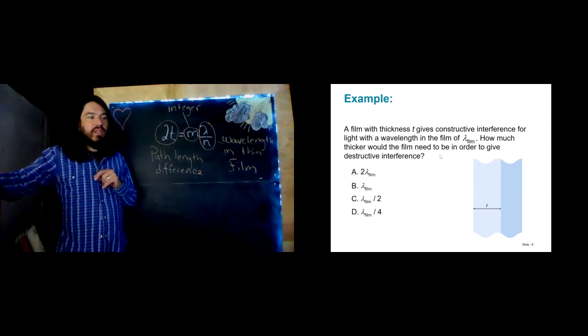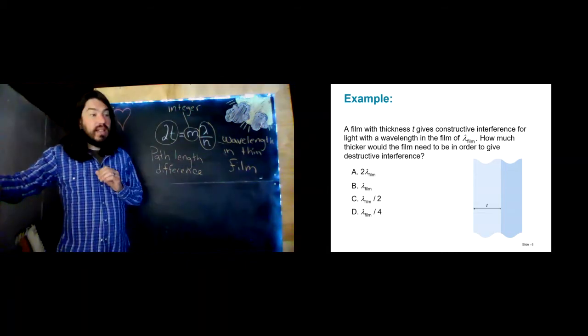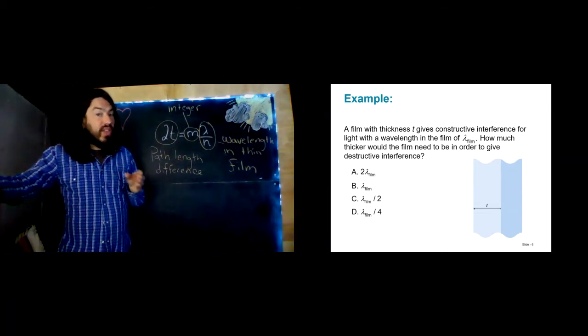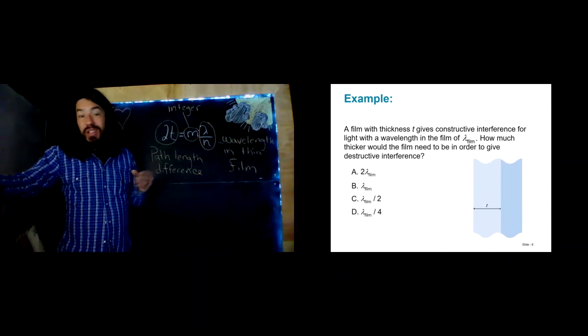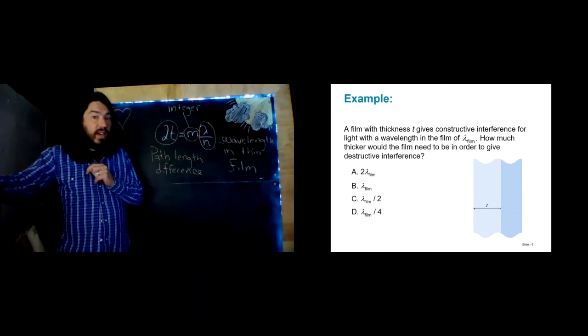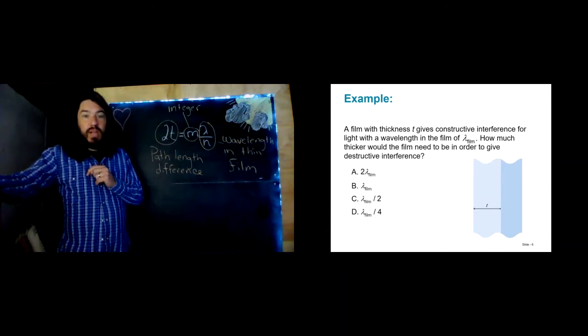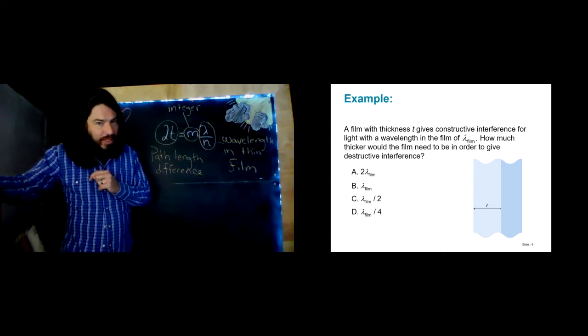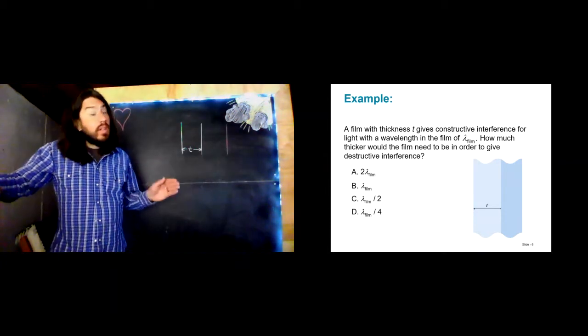How much thicker would the film need to be in order to give destructive interference? It is constructive. We're going to make the film a little thicker in order to make it destructive. Why don't you pause the video and see if you can figure this one out. You're going to probably need a picture. Okay, well, let's look at this.